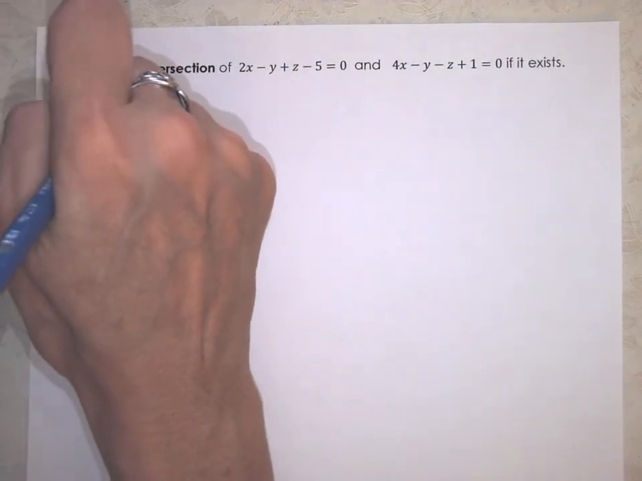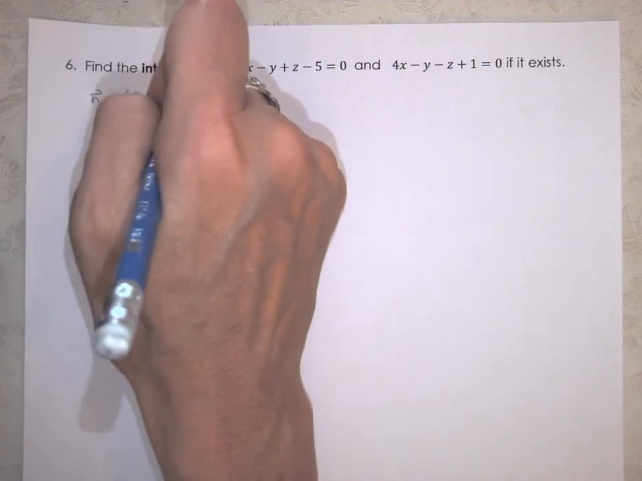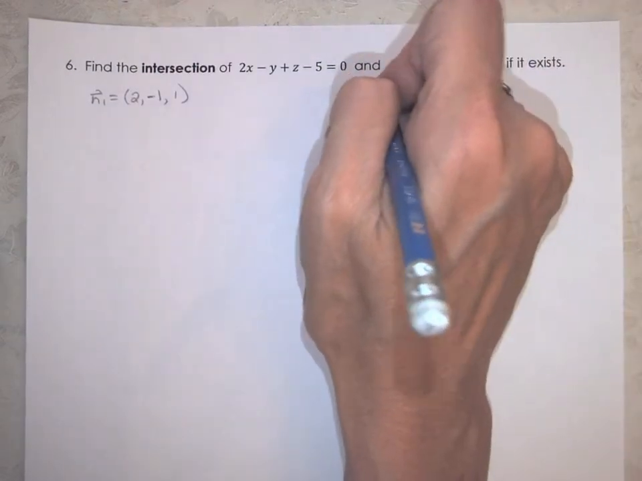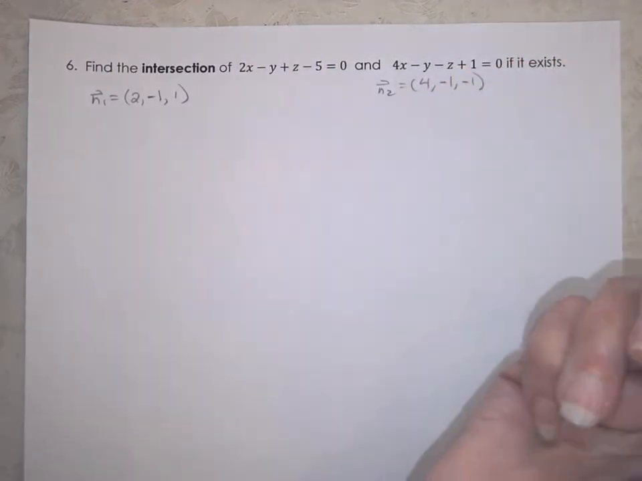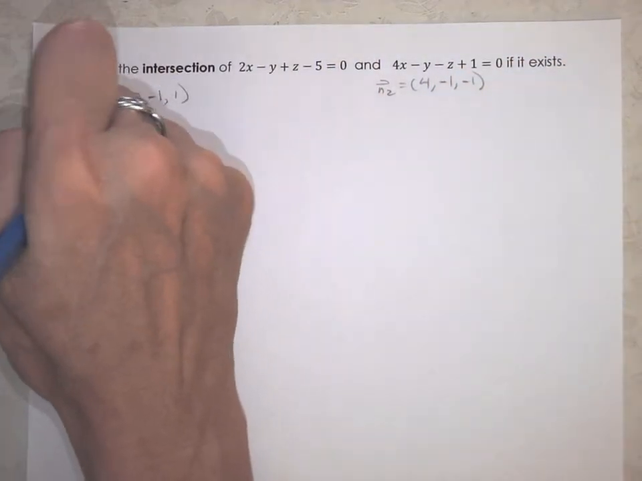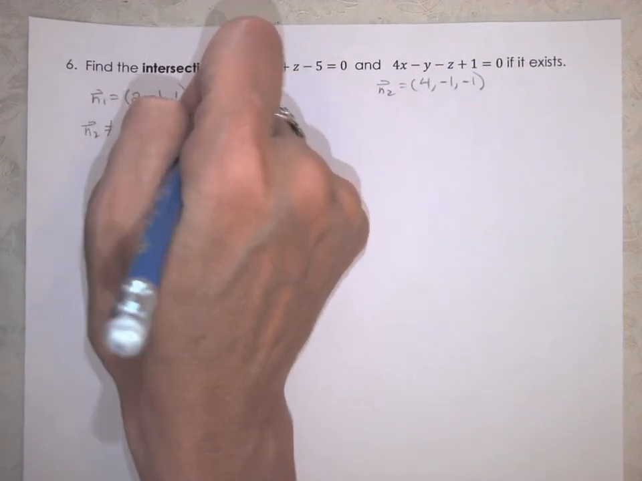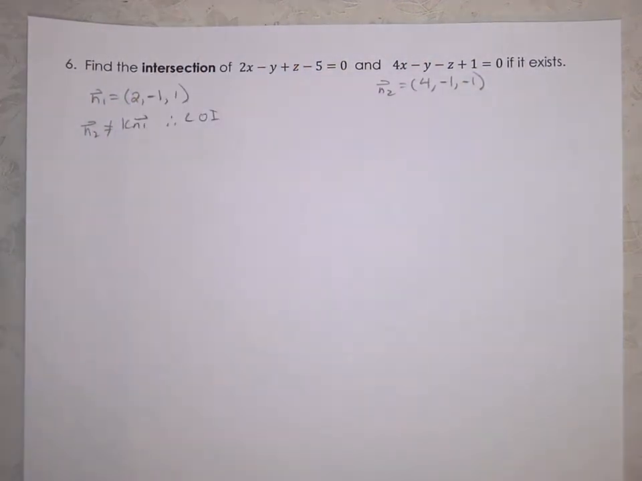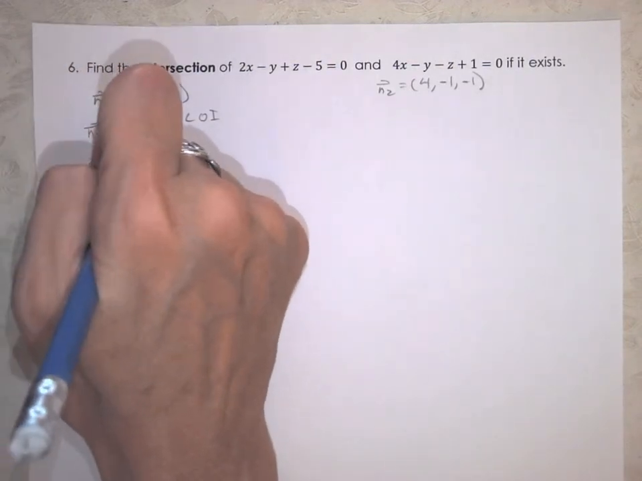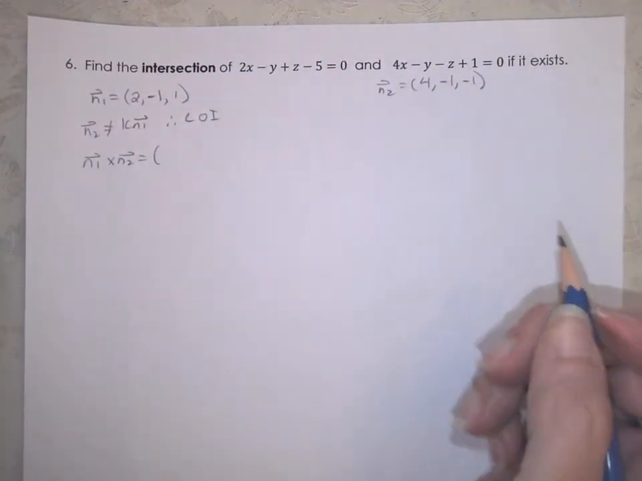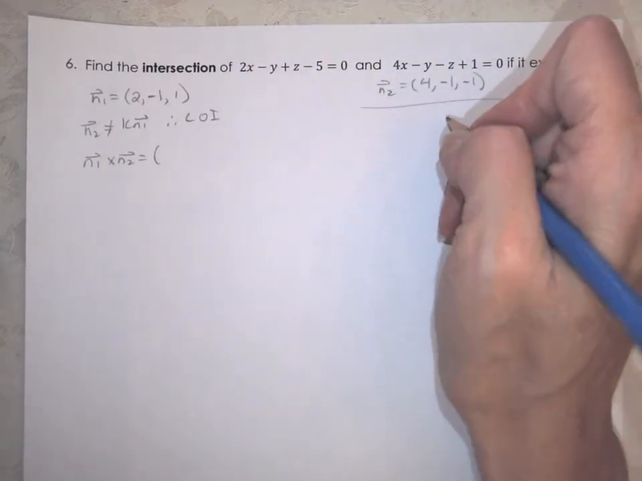So the normal of the first one is 2, negative 1, 1. And the normal of the second one is 4, negative 1, negative 1. So they're not scalar multiples. So that means automatically we have a line of intersection. So we want to find the direction vector of that line of intersection first by finding the cross product. I've got lots of room on this page, so I'll go ahead and do my cross product over here.